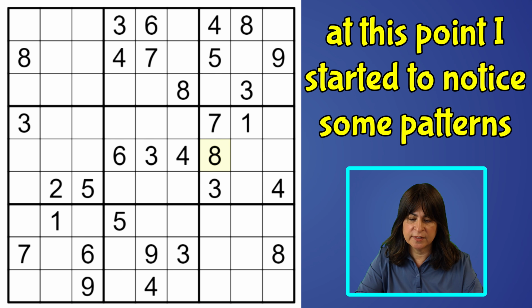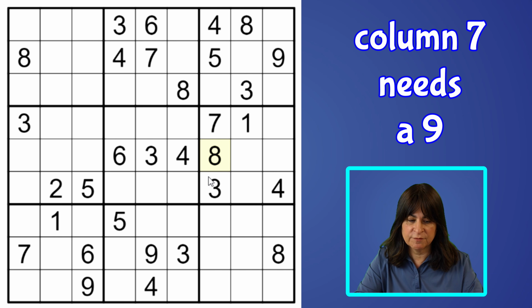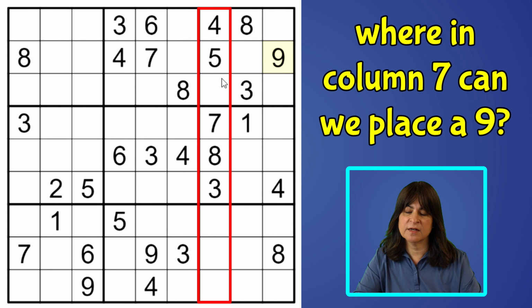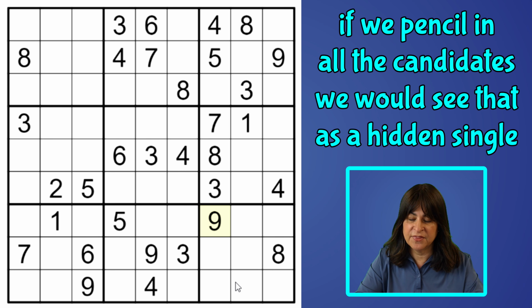Okay, let's have a look around here and see if there's anything else I can do before I start putting in candidates. And let's see. Here in column 7, there's a 3, 4, 5, 7, 8, but there's no 9. And look at that. We have a 9 here and a 9 here. And in block 3, we have a 9. So where in column 7 can a 9 go? So the only place a 9 can go in column 7 is here. And that, by the way, is called a hidden single. Now let's look around.